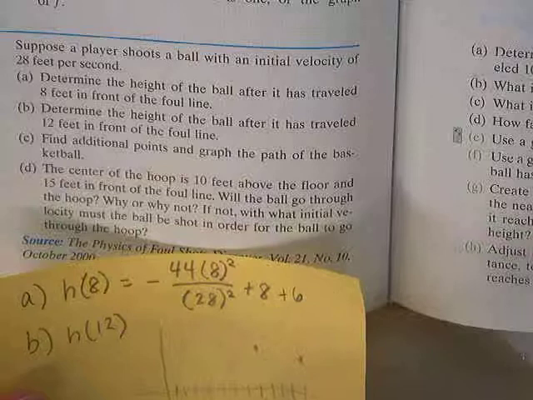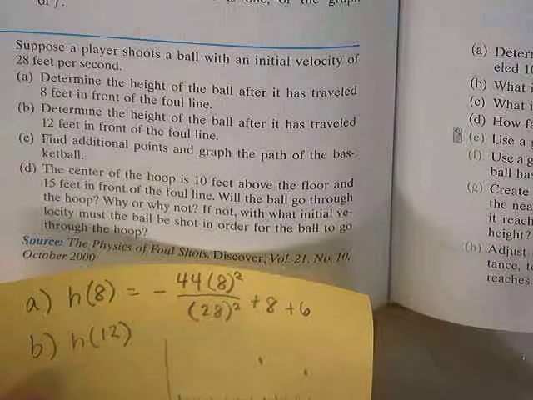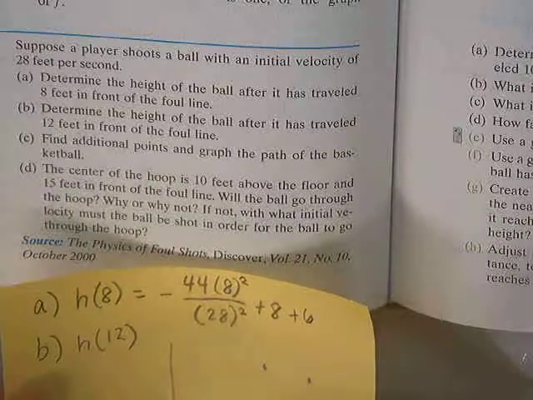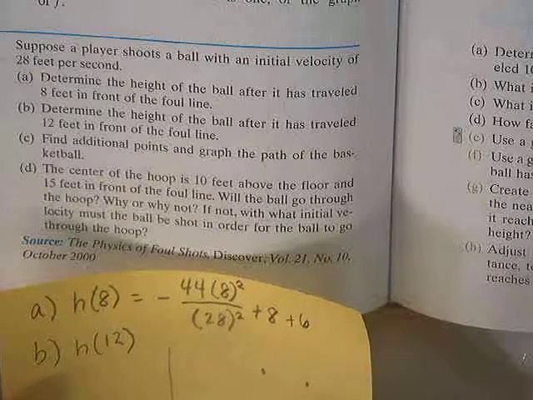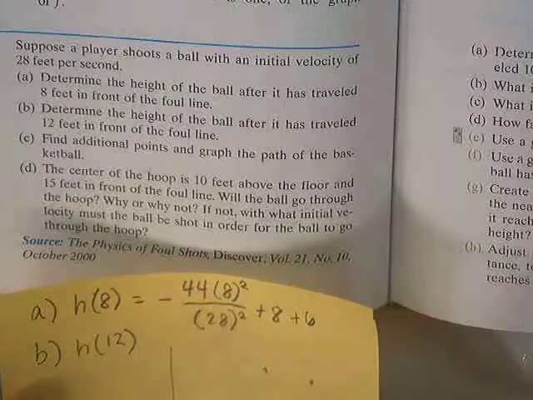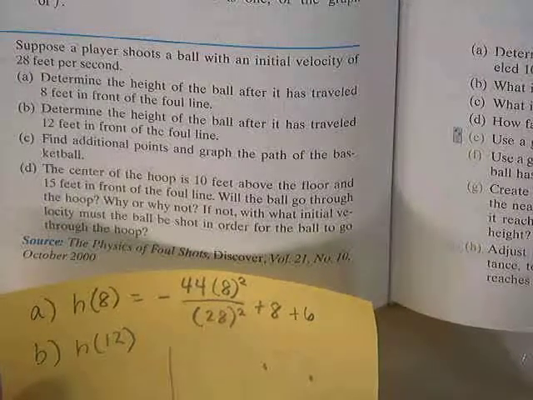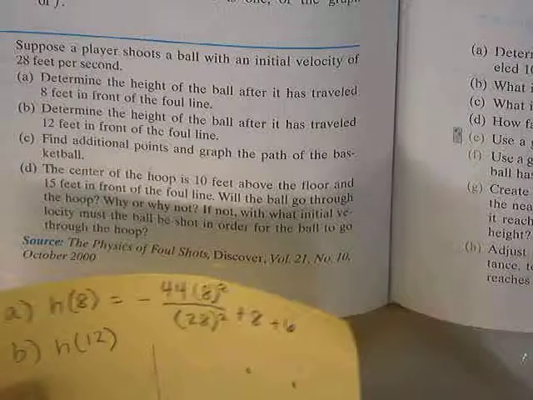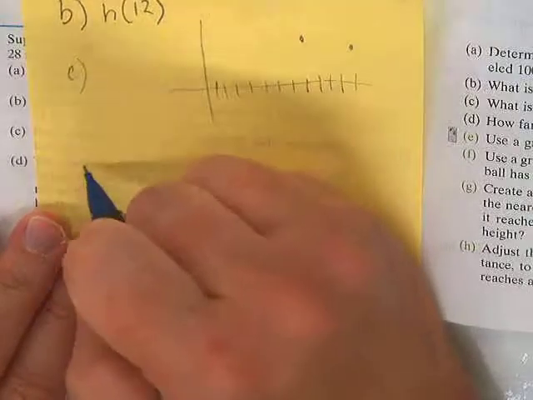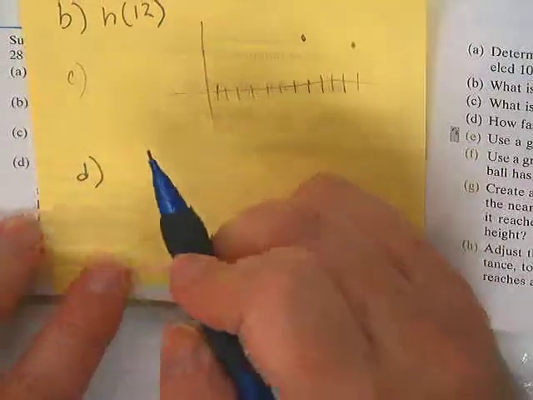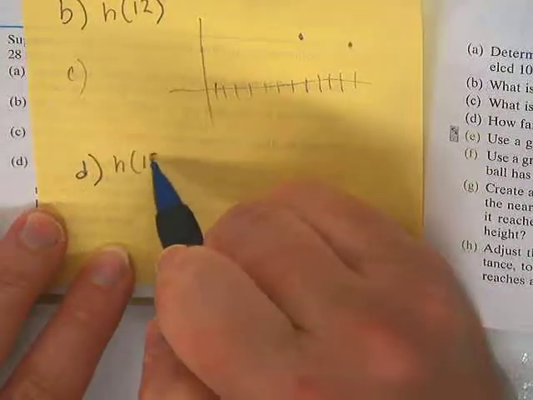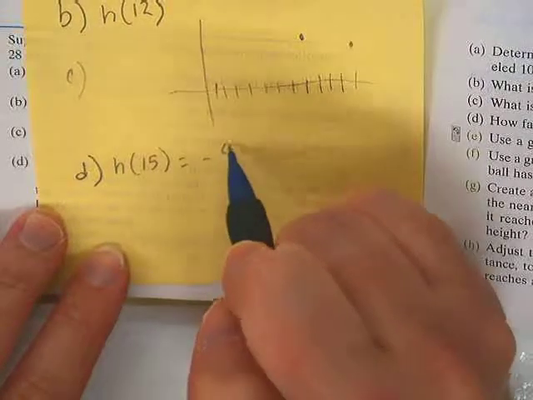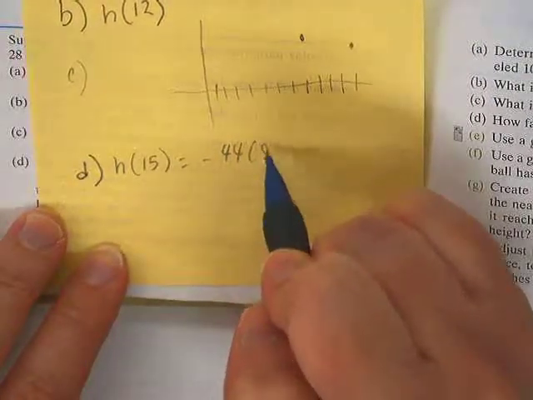Okay, last step. The center of the hoop is 10 feet above the floor and 15 feet in front of the foul line. Will the ball go through the hoop? Why or why not? If not, with what initial velocity must the ball be shot in order for the ball to go through the hoop? Okay, so for step D, so C was graphing. For step D, we have to plug in 15.